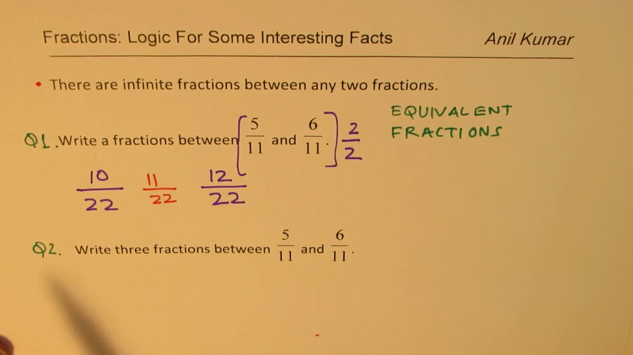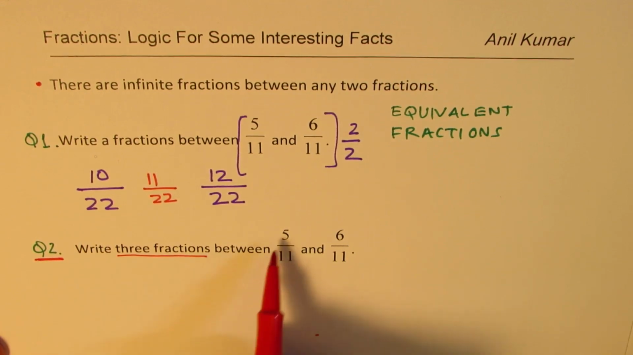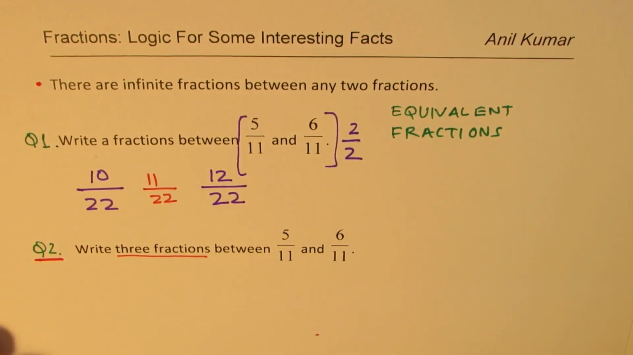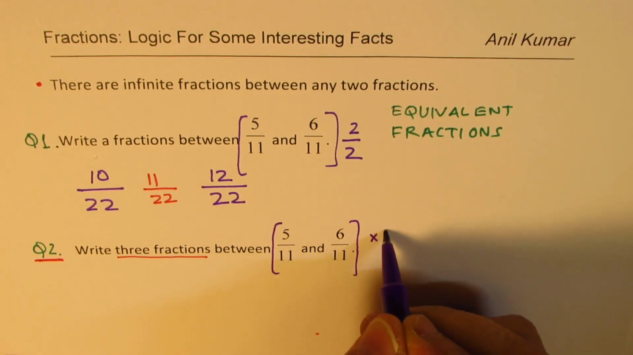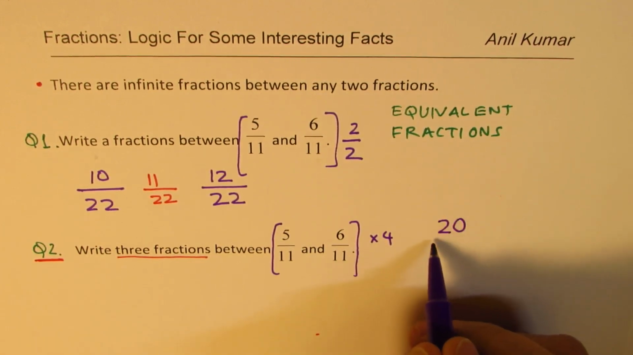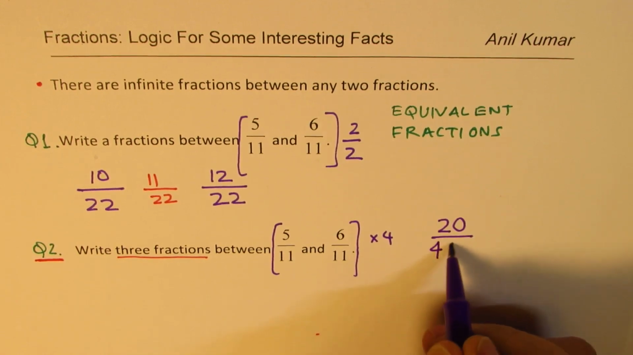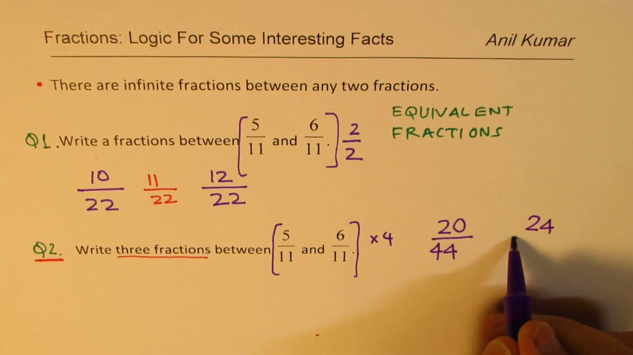So now, as an exercise, the question for you here is, write 3 fractions between 5 over 11 and 6 over 11. Right? I did one for you. You need to write 3. How can you do that? Think about it. Okay? What should you do? Well, since I have to write 3, last time I multiplied by 2, why not this time multiply by 4? Okay, so 4 times 5 is 20, so I get 20 over 44, and 4 times 6 is 24 over 44, correct?